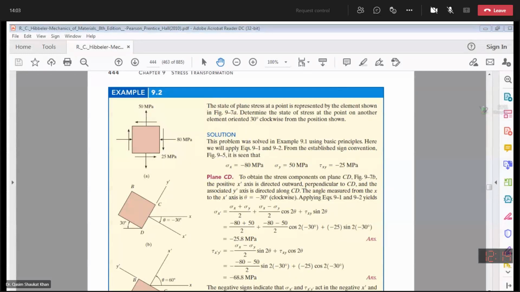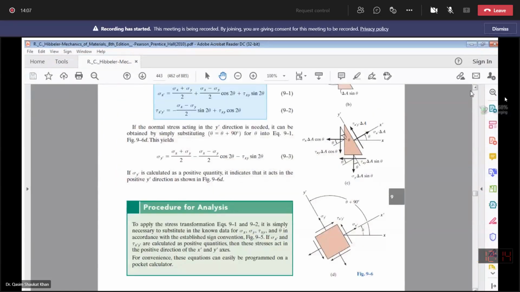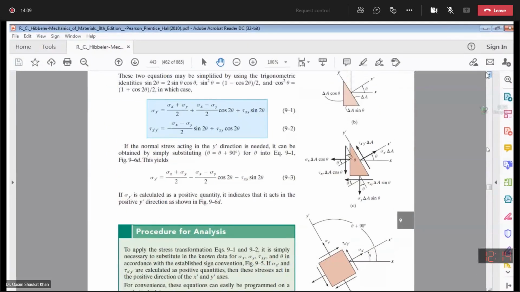Last time we derived these equations to calculate the transformed normal and shear stresses. Sigma x dash is equal to sigma x plus sigma y over 2 plus sigma x minus sigma y over 2 cos 2 theta plus tau xy sine 2 theta. And then we derived sigma y dash is equal to sigma x plus sigma y over 2 minus sigma x minus sigma y over 2 cos 2 theta minus tau xy sine 2 theta.